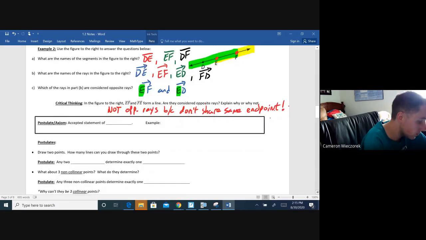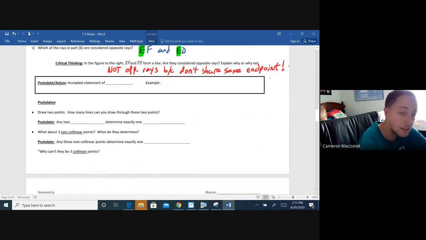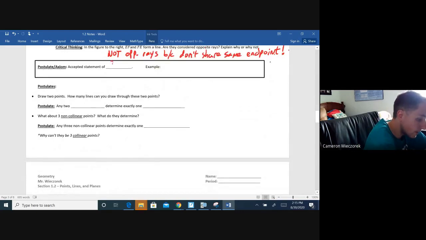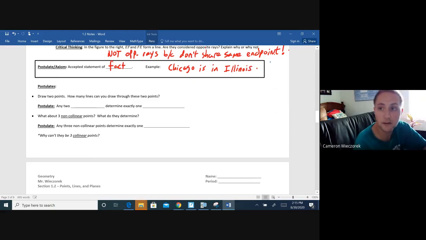Next vocabulary word is what's called a postulate or an axiom. We're going to have plenty of these this year. This is just an accepted statement of fact. For example, Chicago is in Illinois. I mean, that's pretty much an established fact, right? Nobody can argue Chicago's in Illinois. Something that's more of an opinion, though, like dogs are better than cats. I love dogs. I like cats too. But that can't be an accepted statement of fact because there are going to be people that say cats are better than dogs. So that would not be a postulate. This has to be something that's factual no matter what.